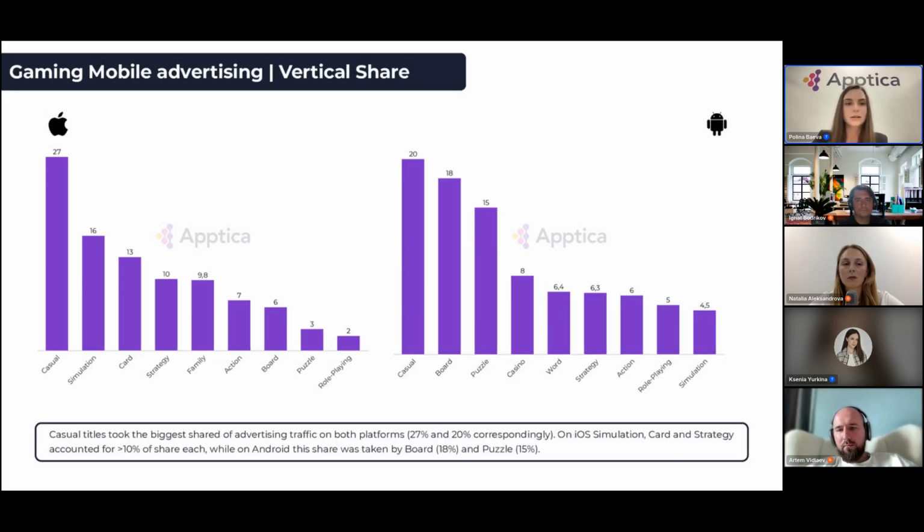Shifting our angle to the gaming sector, you can see that casual titles took the biggest share of advertising traffic on both platforms, with 27% and 20% correspondingly on iOS and Android. On iOS, simulation, card, and strategy categories accounted for more than 10% of share each. And on Android, casual was followed by board and puzzle games, which also accounted for more than 10% of advertising traffic.